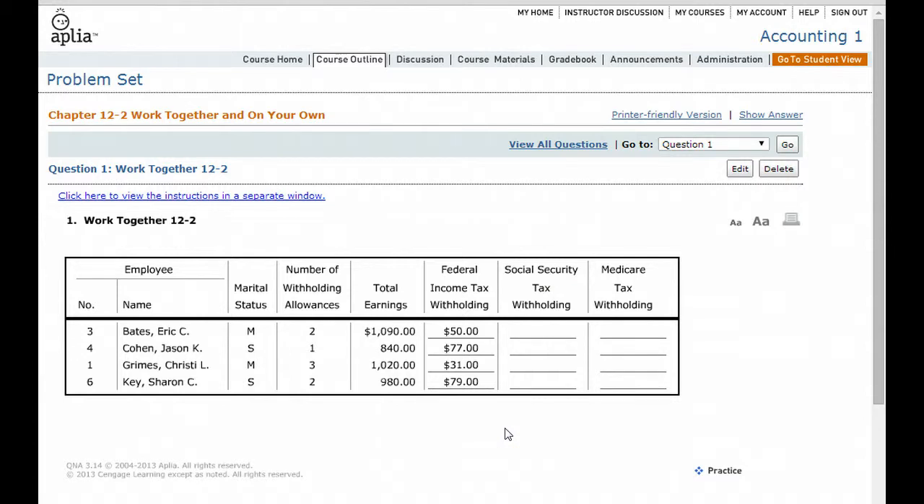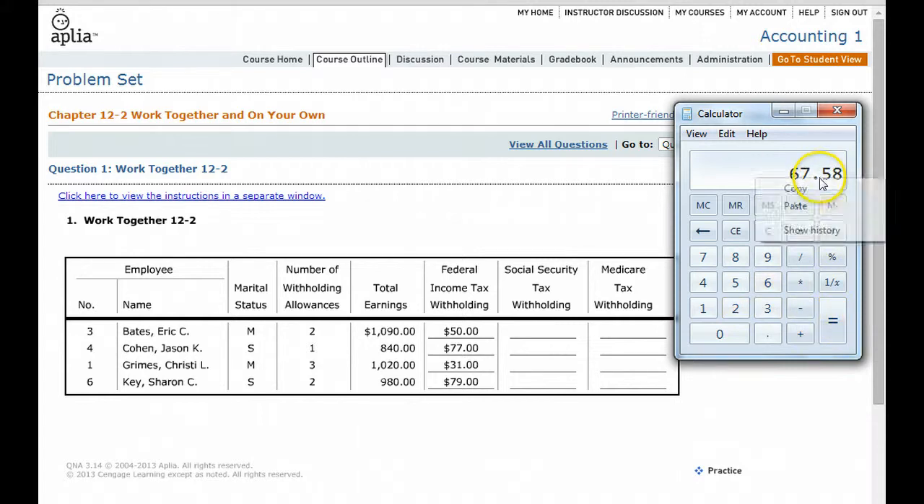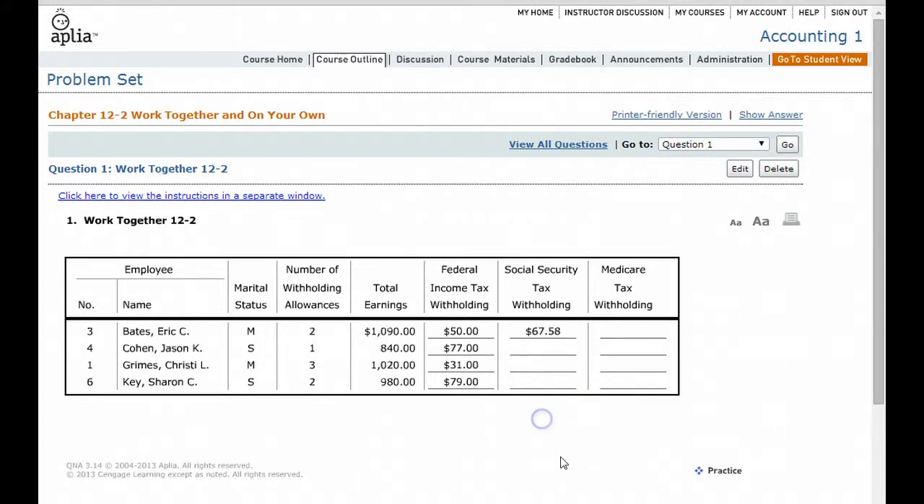So how are you going to do this? It's actually real simple. You're going to take $1,090 here, and you're going to multiply that by the Social Security tax rate, which is 6.2%. So all you need to do is move this decimal over twice, so you're multiplying by 0.062. When you do that, let's see what our answer is going to be. We'll take 1090 and multiply that by 0.062, and you should get $67.58. We'll just go ahead and put that in the Social Security tax withholding.